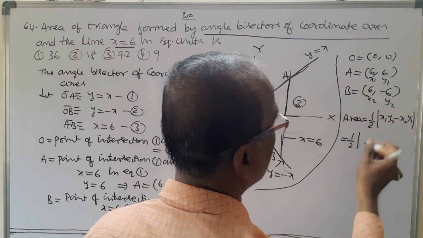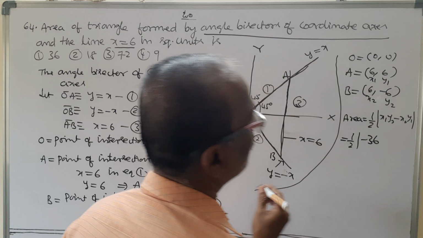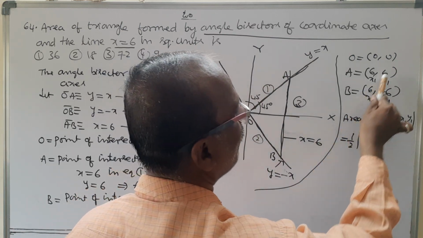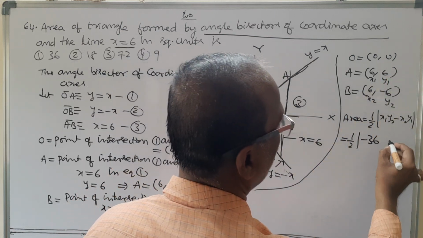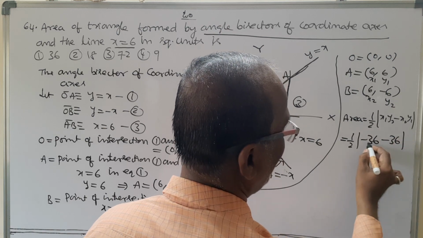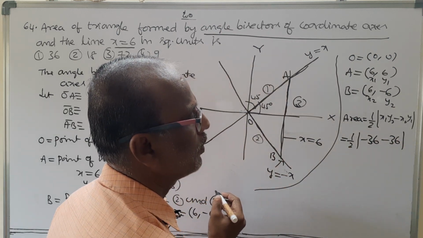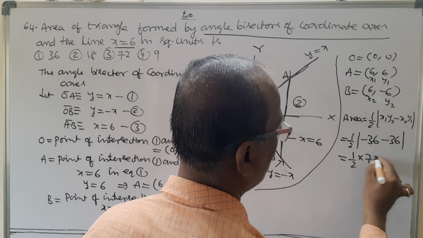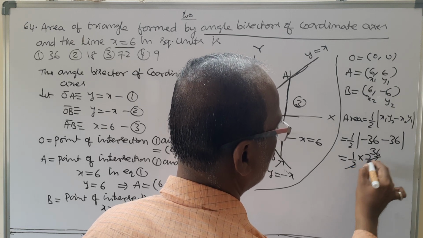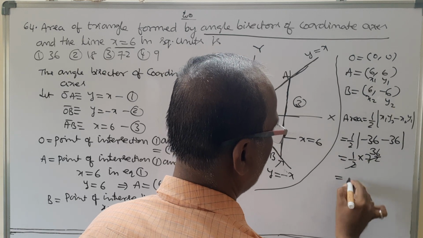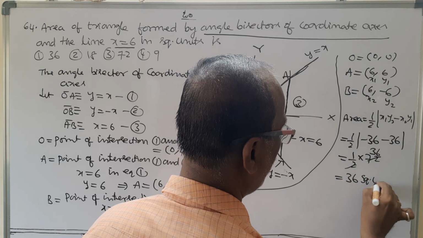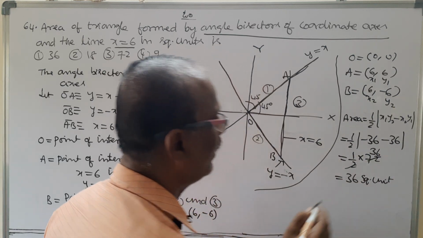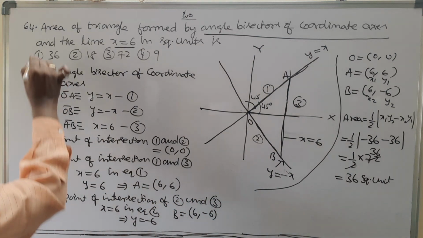6 into minus 6, minus 36. x2 is 6, y1 is 6, 6 into 6, 36. Minus 36 minus 36, minus 72. Modulus of 72, half of 72, is 36 square units. This is the area of the triangle. First option is correct.